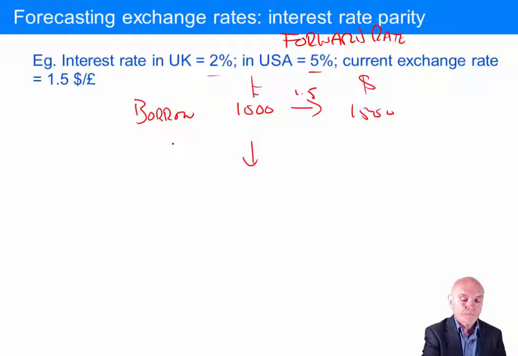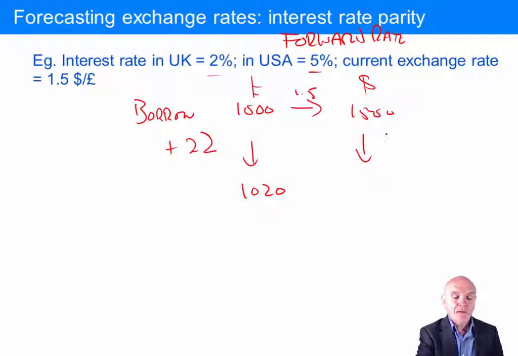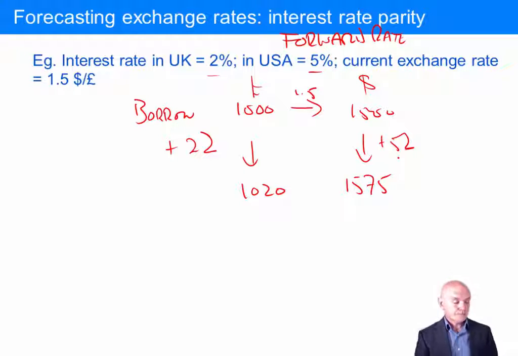After a year we're going to have 1,020 owing, adding on 2%, and on the deposit we'll have a plus 5%. So 1,500 becomes 1,575. Now I'm only sure of making money if I don't lose money because the dollar weakens. If the dollar went down to $2 to the pound, I'd be really disappointed, because 1,575 divided by 2 is simply not going to pay off my overdraft.